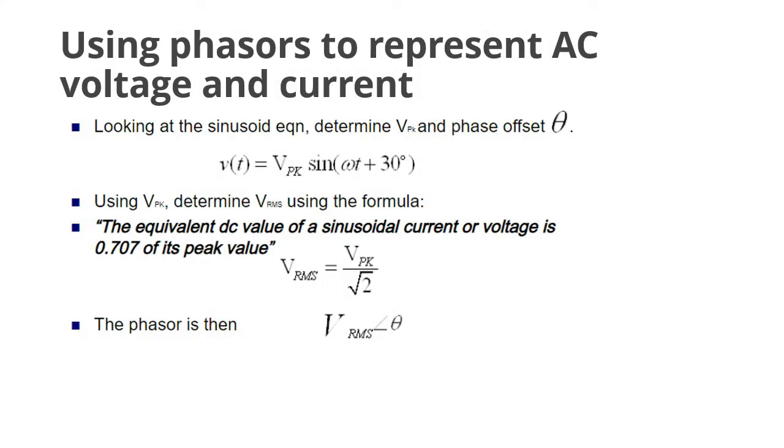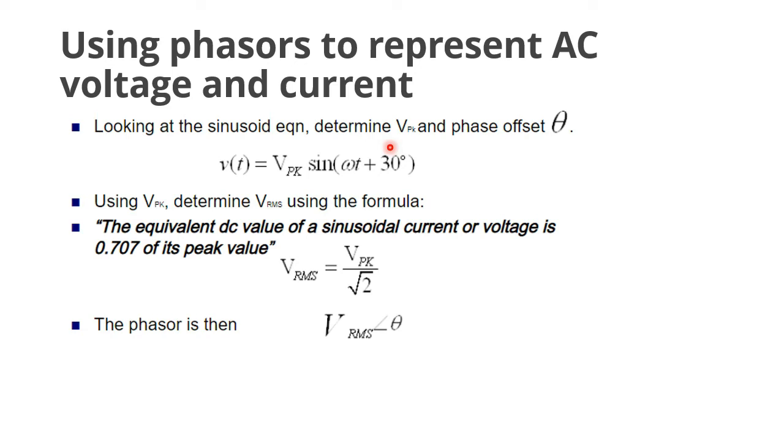Now let's learn how to represent AC voltage and current using phasors. For that we need a sinusoid equation. This is a simple sinusoid equation: v(t) equals V peak times sin(omega t + 30). With the help of this equation, we can determine two values: V peak and the phase offset theta. V peak means the maximum voltage or the amplitude of the sine wave, and the phase offset theta will be 30.